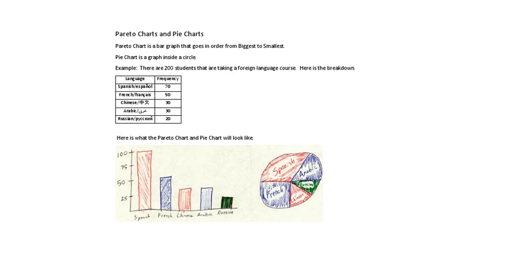Okay, so sometimes you could do charts as a Pareto chart or a pie chart. Pareto chart is just a histogram that goes in order from biggest to smallest. Like on the bottom left, you notice a bar graph. That is a Pareto because Spanish was the biggest, so that goes first. French is the second biggest, that goes second. Chinese and Arabic are the same size, so it doesn't matter who goes third or fourth. And then Russian is the smallest, so that one goes last. And a pie chart is just a graph inside a circle. Let's see if we can make one.